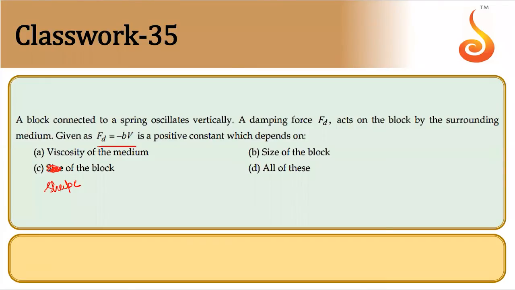Your Stokes law says the viscous force is 6 pi eta R into V. This is for a spherical object, where R is the radius of the spherical object. So this viscous force is velocity dependent. It depends, of course, on the viscosity of the medium, size of the block, as well as shape of the block. So the answer should be all these.